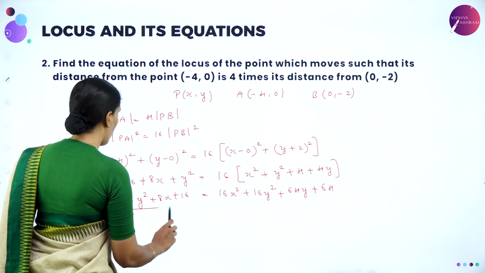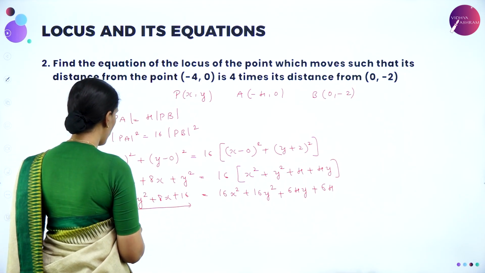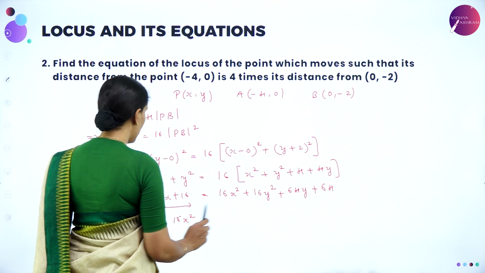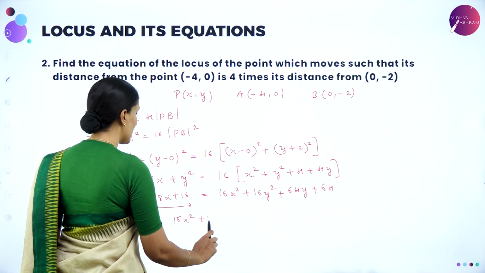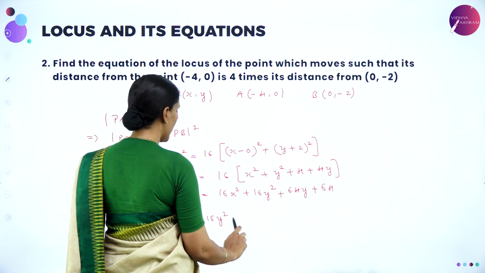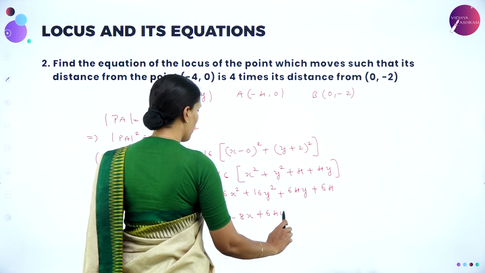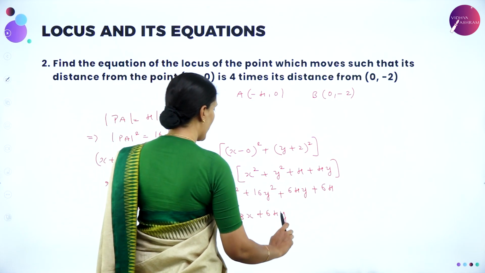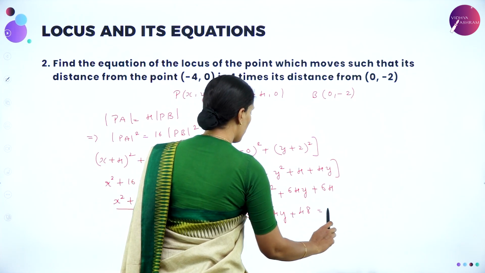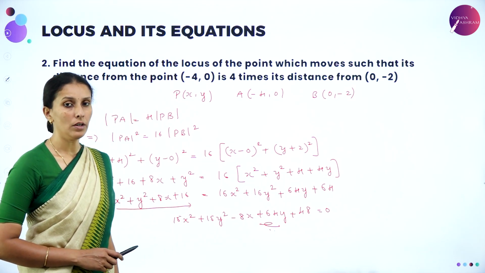Now let us shift all this towards this side. Then we can write it as 16x square minus x square as 15x square, 16y square minus y square as 15y square. Next we'll shift minus 8x. Then we have plus 64y. So 64 minus 16 is plus 48 is equal to 0. So this is the equation of the required locus of the point.